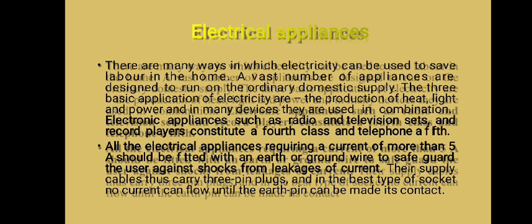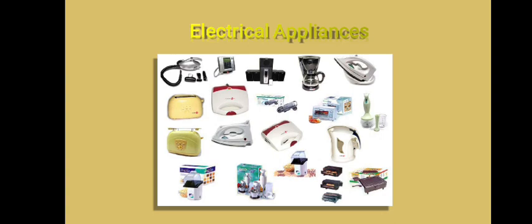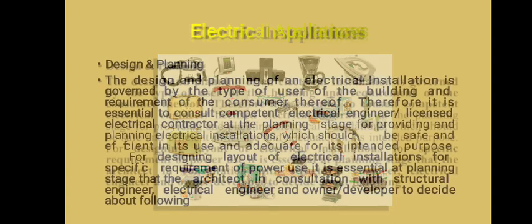All the electrical appliances requiring a current of more than 5 amps should be fitted with an earth or ground wire to safeguard the user against shock from leakages of current. Their supply cables carry the earth wire. There are 3-pin plugs and sockets where no current can flow until the earth pin has made its contact. So we have here an example of electrical appliances.